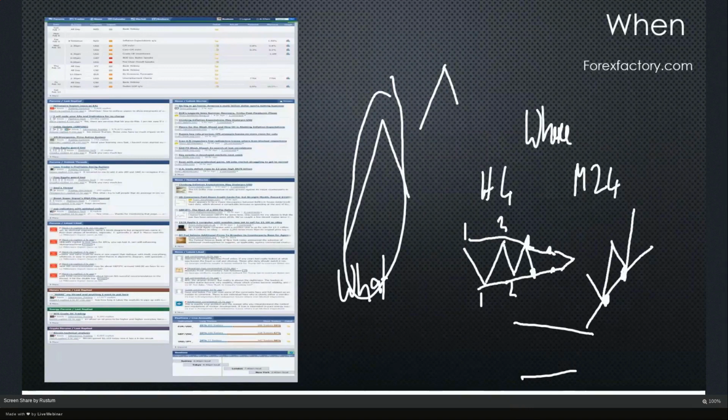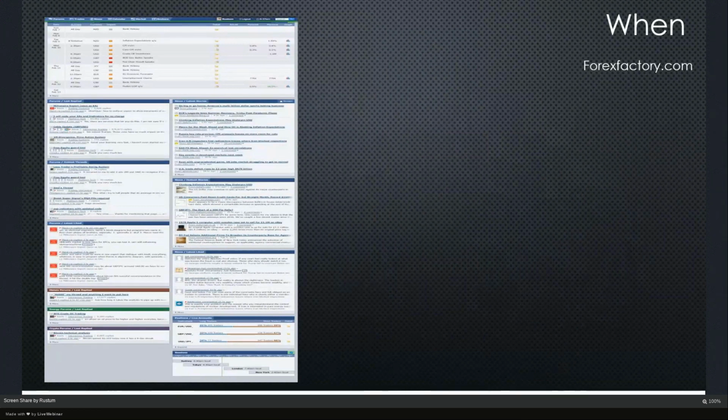So for now, we are going to look at when we need to find all these things. That's the next piece of this puzzle, when. And we're going to use free tools to find out when we are looking for these things. And one of them is the Forex Factory, www.forexfactory.com. And it has like 3 things to it here.